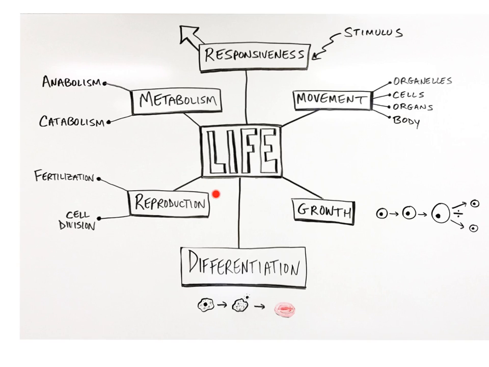Living things are different from non-living things in many ways. We can identify 6 of the most important life processes found in the human body that are not found in non-living things. These processes are metabolism, responsiveness, movement, growth, differentiation, and reproduction.